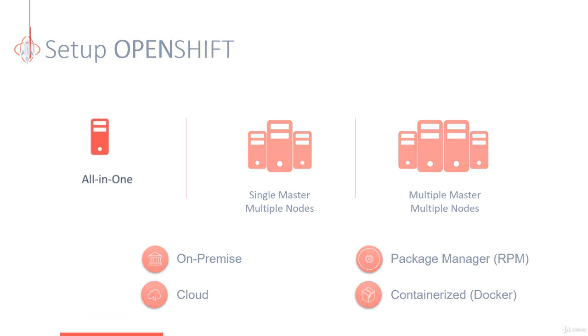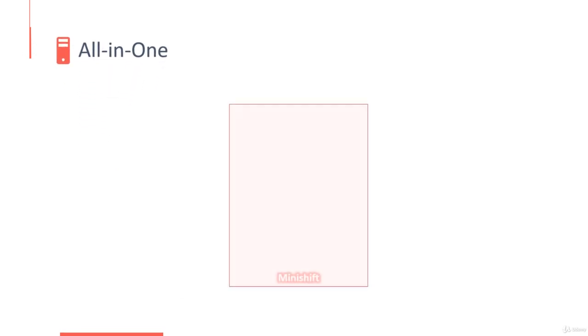We will start with the all-in-one solution with Minishift, which is the easiest way to get started with Openshift on a local system. If Minishift is not of interest to you, now would be a good time to skip this lecture. Before we head into the demo, it's good to understand how it works.